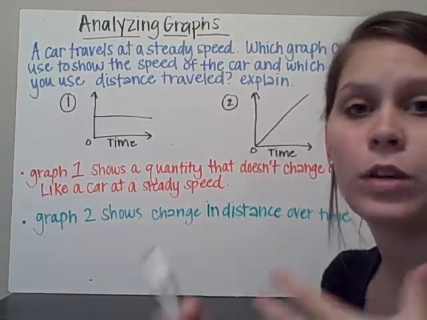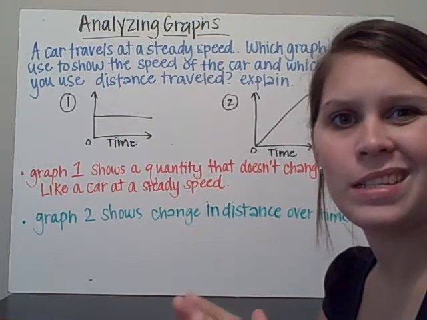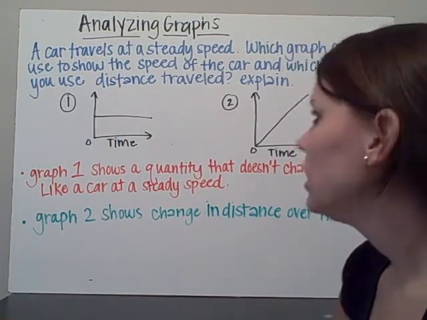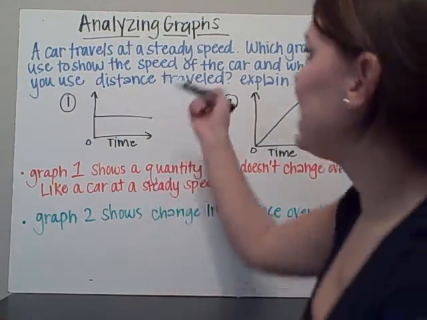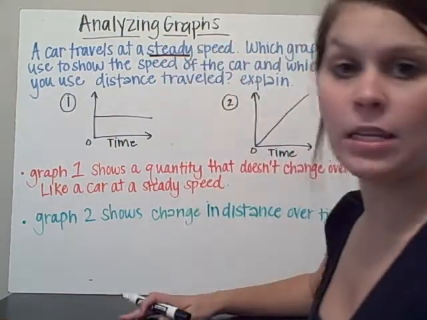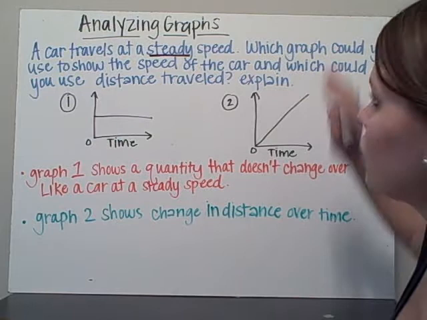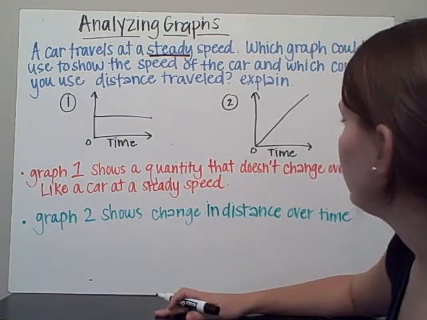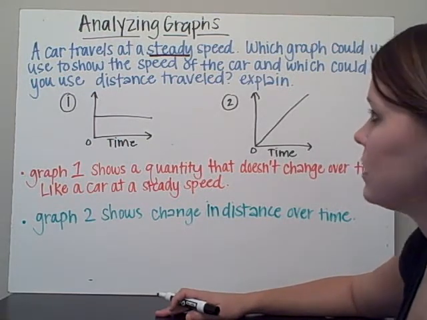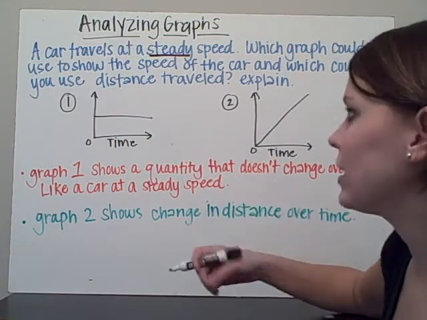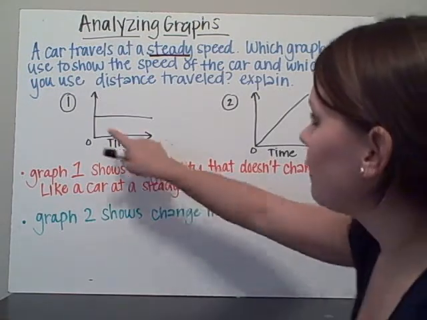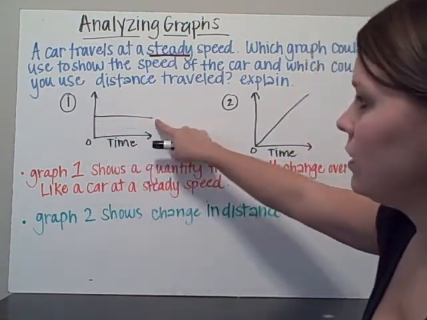Analyzing graphs is when you're given graphs and you need to decide what they could represent. So we have a car that travels at a steady speed. Steady speed, so that means that you're going the same speed the whole time. Which graph could you use to show the speed of the car? And which graph could represent the distance traveled? Explain.